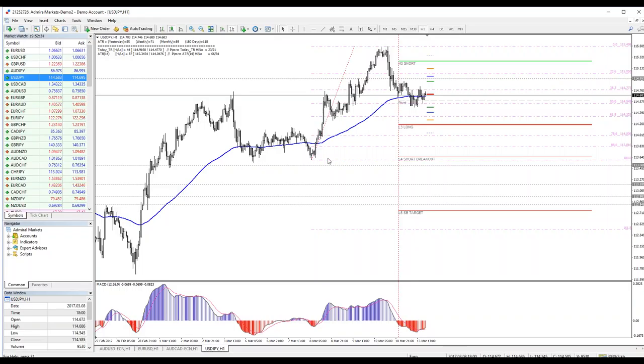So I'm still keeping this setup. But for now, there is no clear POC zone, okay? So this is what I think. It should drop, really. It should drop even more.